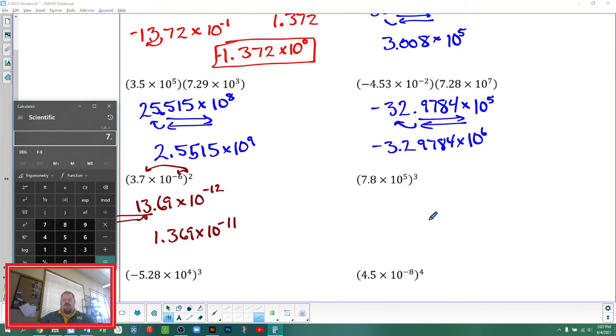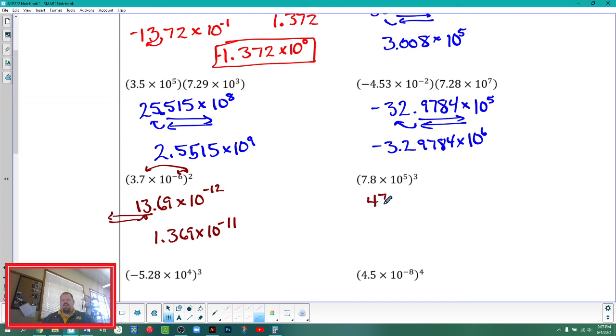The next one is 7.8 times 10 to the 5th to the 3rd power. When I multiply that 7.8 by itself 3 times, I get 474.552. That is a decimal. And that's times 10. 5 times 3 is the 15th power.